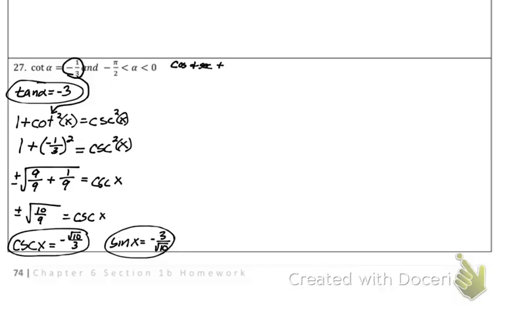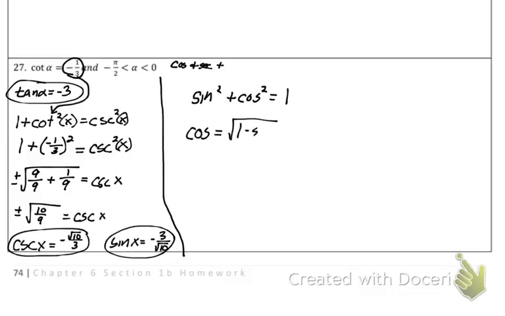Alright, so I have cosecant, I got sine. The only thing I need next is cosine. So you're just going to have to go through, and almost all of these you have to use sine squared plus cosine squared equals 1, which you could have simplified to say, well, cosine is going to equal the square root of 1 minus sine squared x. And you would just take this, plug it in, and solve for cosine.